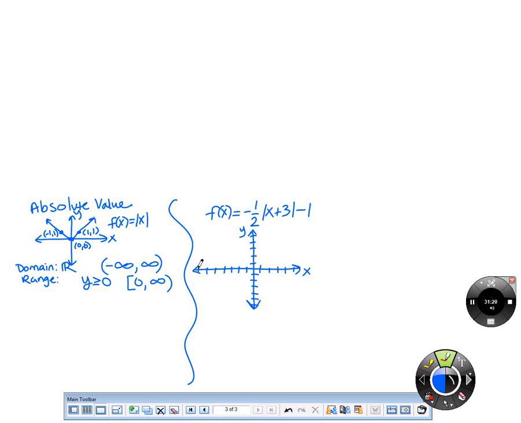Okay, the vertex is negative 3, negative 1, and that's because we have had a horizontal translation of 3 units to the left and a vertical translation of 1 unit down. So negative 3, negative 1. That point that used to be at 0, 0 for the vertex was translated here and here. Okay. All right, now what else do we know about our absolute value graph?